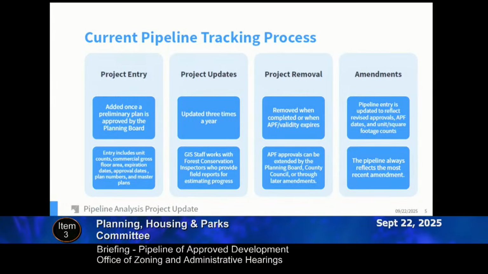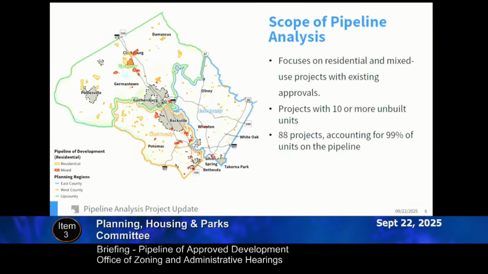Projects are removed from the pipeline when they are completed or when their APF or plan validity expires, though these are often extended. Forest conservation inspectors also signal when a project is completed through their inspections. Alternatively, when an amendment is approved, the pipeline entry is updated to reflect the revised approvals, dates, unit counts, and square footage if it's a commercial project.